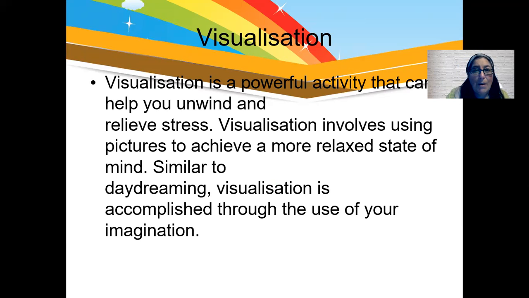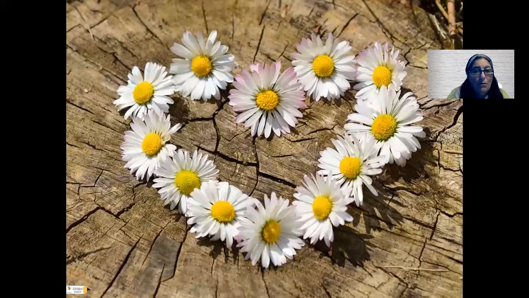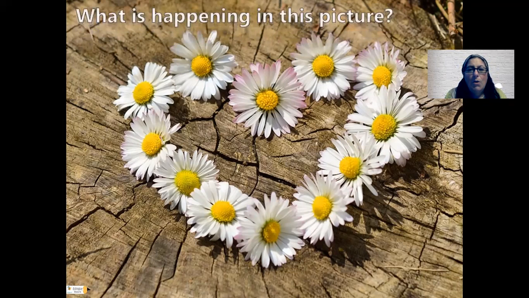So our picture today is of some daisies in the shape of a heart on top of some wood. Where do you think this picture could have been taken? Where would you have been to have found this picture? I have 4 questions to ask you just to try to help you visualize. So my first question is, what is happening in this picture?